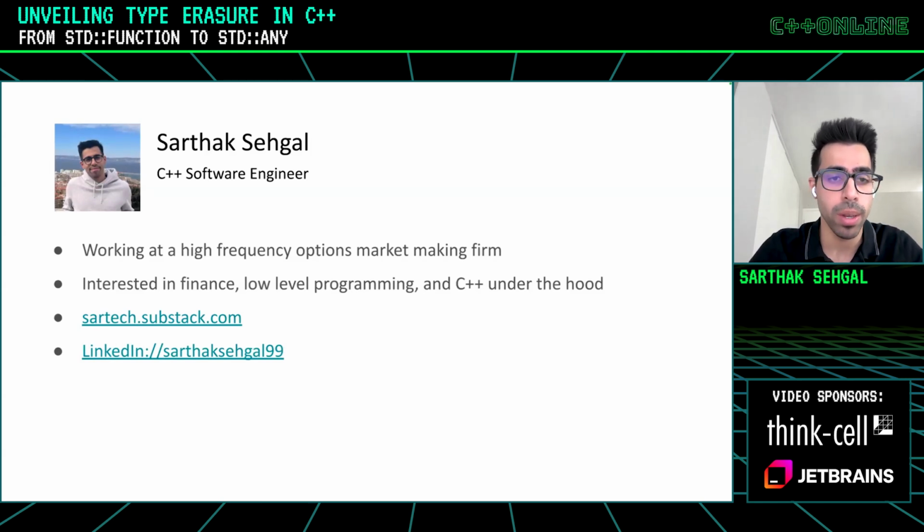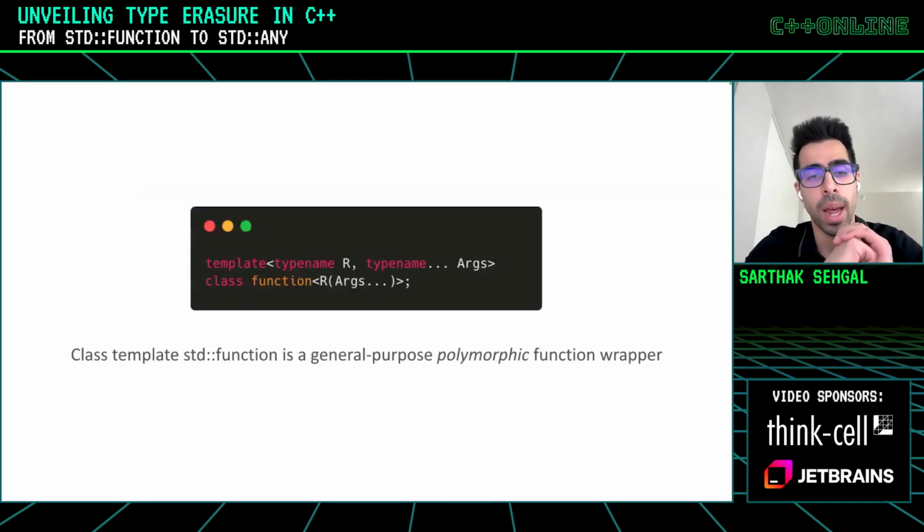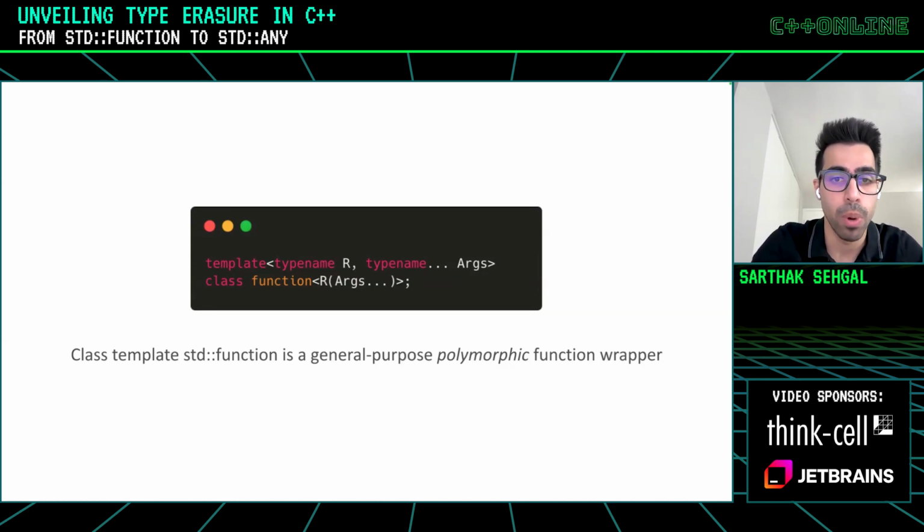So let's dive right into std::function. What does the standard define as the signature of std::function? As per cppreference, std::function is a class template, which is a general purpose polymorphic function wrapper. The interesting part here is the phrase general purpose polymorphic. Let's explore what all we can assign to a std::function, and we'll unravel what exactly is meant by general purpose and polymorphic.